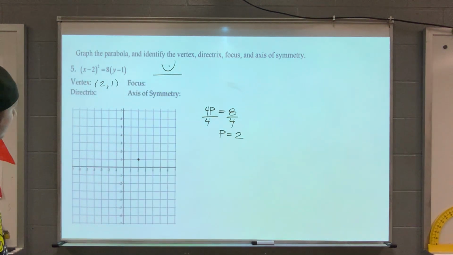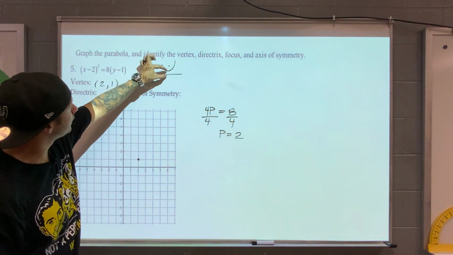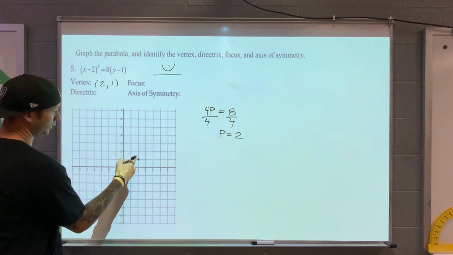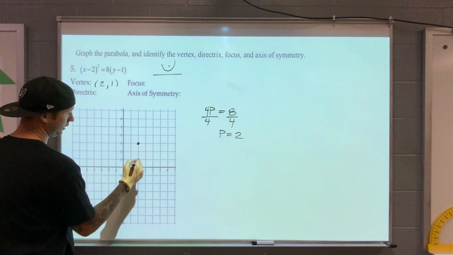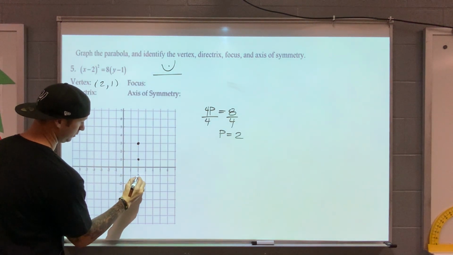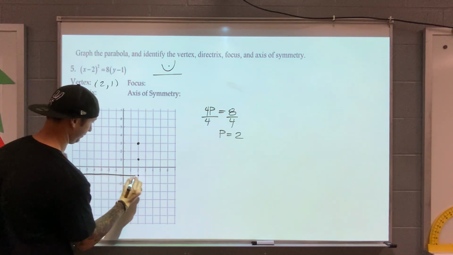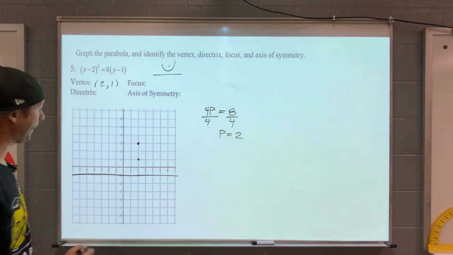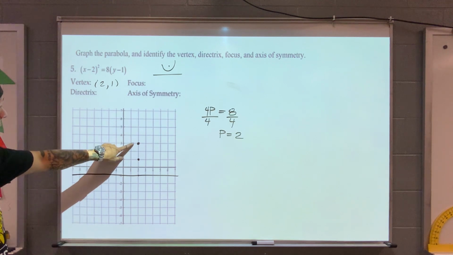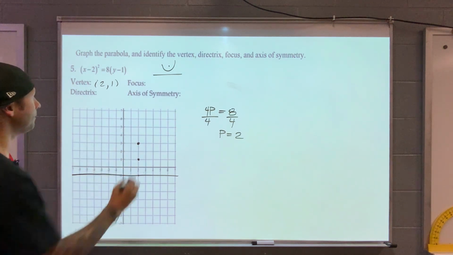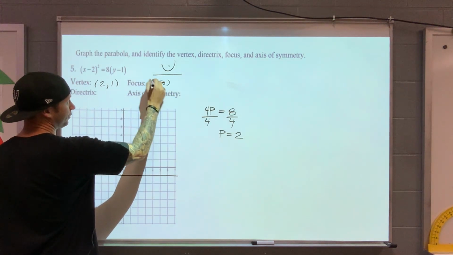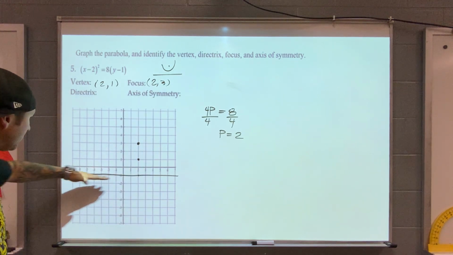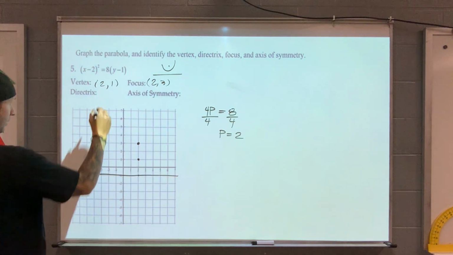So the distance is going to be 2 and 2. So up 2, 1, 2. Down 2, 1, 2. Okay. The focus is at 2, 3. Directrix, horizontal line through -1.